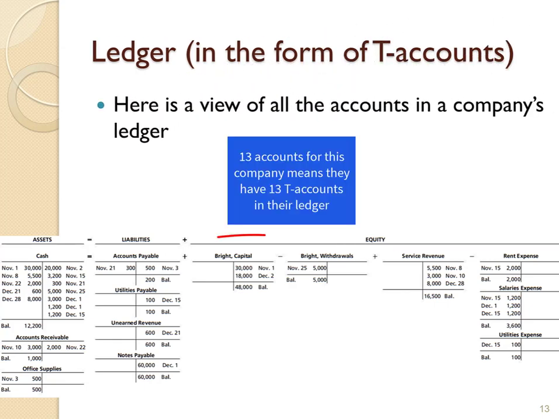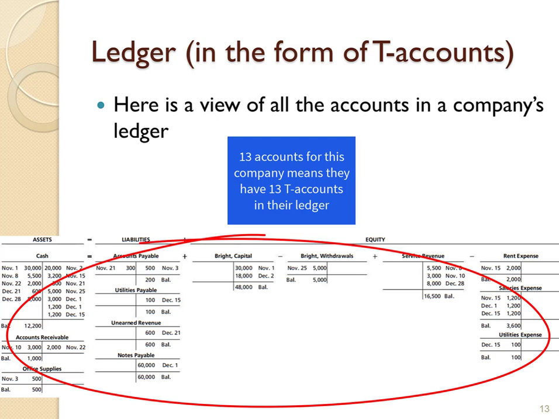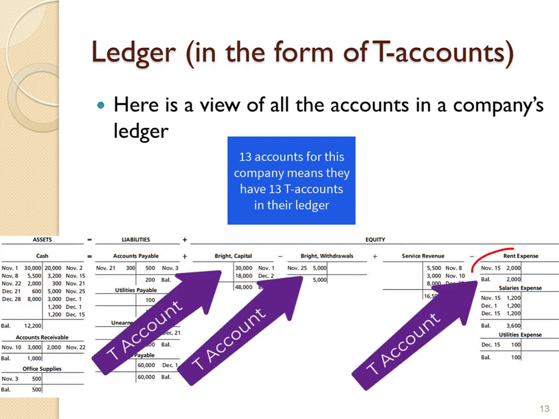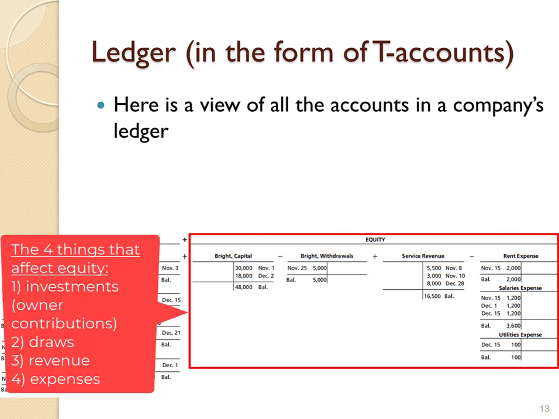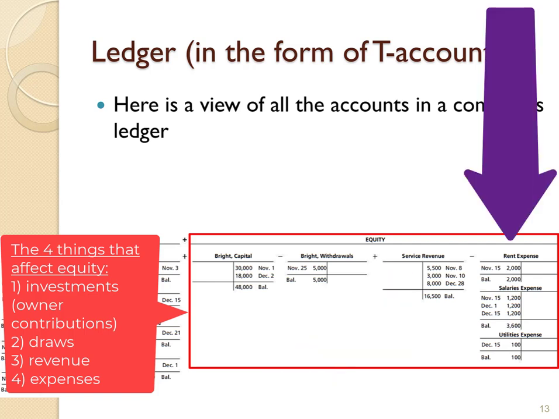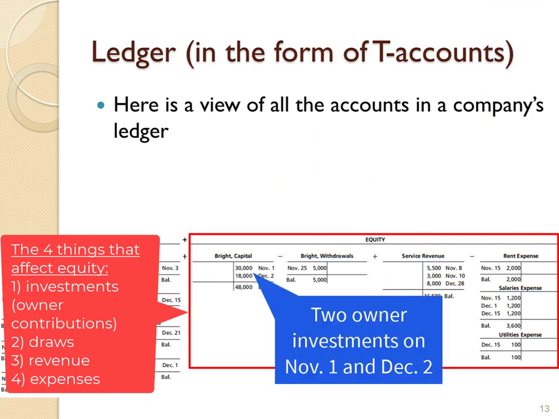So now let's talk about a ledger, the whole ledger, in the form of T accounts. So this is a view of all the accounts in a company's ledger. Notice at the top we have the accounting equation, assets equals liabilities plus equity. Under equity we have the items that affect equity. We've got revenues, expenses, draws, and then the capital account.